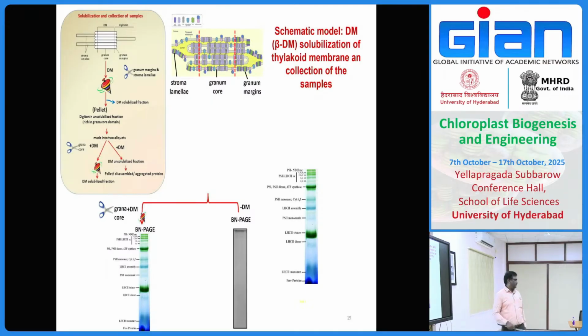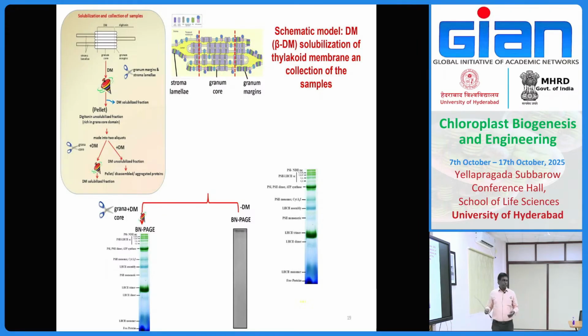Pavitra, you have explained? Explanation is not done. Okay, now this is another one. We can see here these are the complexes we were able to separate from the blue native gel. We isolate the thylakoids. You disturb the chloroplast, and you get thylakoids using differential centrifugation.